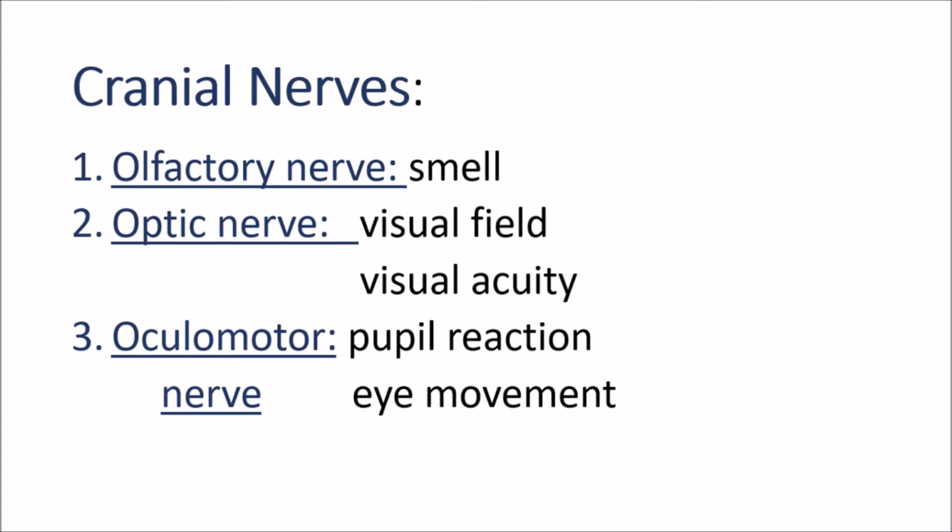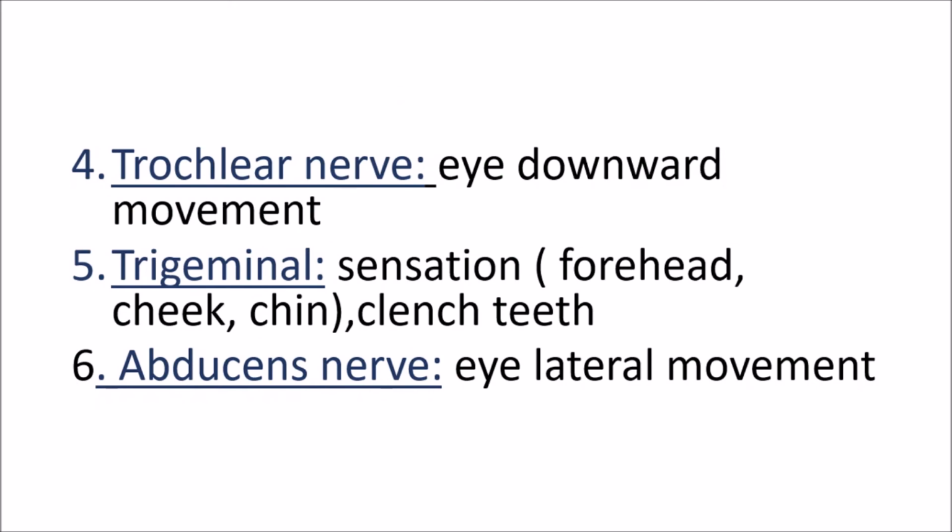Next is the trochlear nerve. The trochlear nerve controls the downward movement of the eye. It supplies the superior oblique muscle. So when the trochlear nerve is impaired, the downward movement of the eye is impaired. You ask the patient to follow the finger or any object as you move it downward. The patient will be unable to follow the object and unable to move the eyeball downward, so the trochlear nerve is impaired.